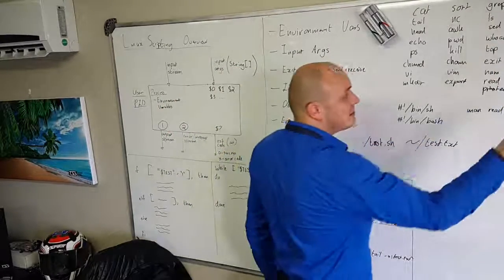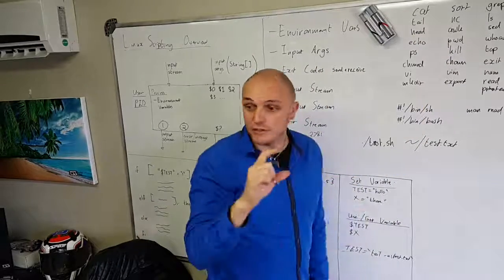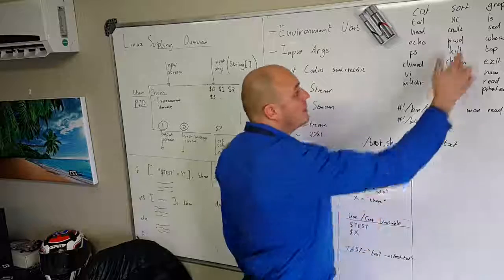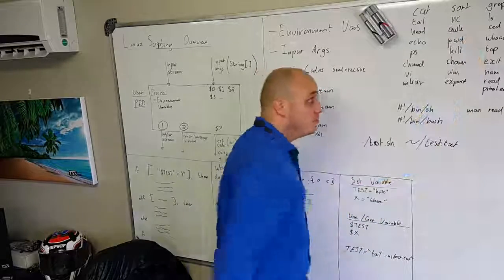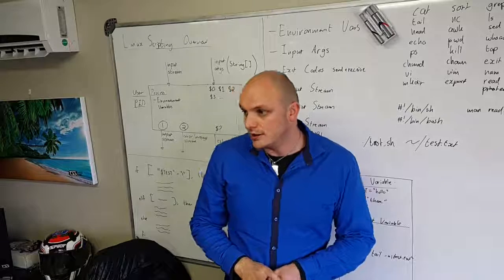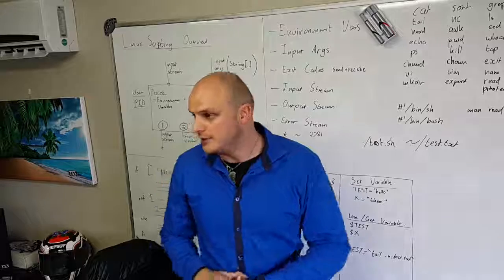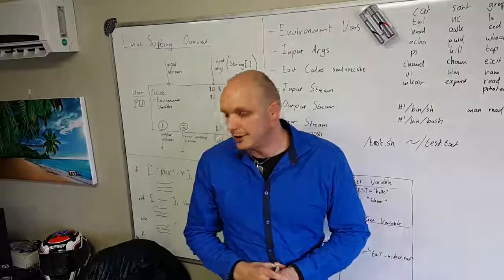LS, obviously, lists directory contents. Head is the opposite of tail. It will print out the first couple of lines. Awk is a very powerful tool. That is a language in itself. It is basically built to do all the stuff that sh couldn't do. It's a whole language in itself.